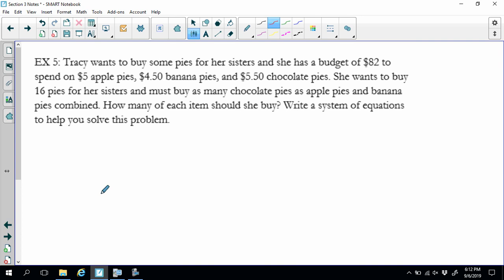Now, we're going to figure out, using our graphing calculator and using matrices, how many of each item she should buy. Now, the very first thing you should do with these type of problems is always identify your variables. So notice that we have apple, banana, and chocolate. So I'm going to use A for apple. Then I'm going to use B for banana. And then lastly, C for chocolate.